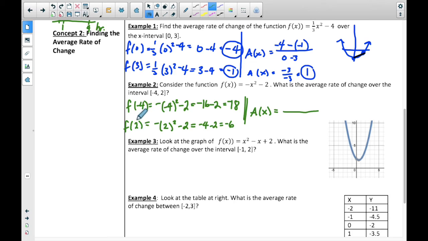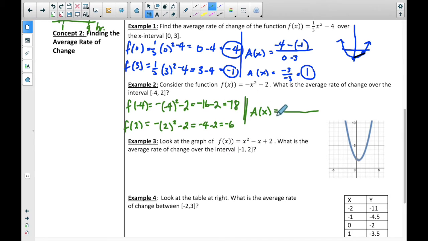Okay, when you plug in a negative 4, you should have gotten negative 18. When you plug in a 2, you should have gotten negative 6. If that wasn't what you got as an answer, you might go back and double check your signs. Because negative 4 squared is a positive 16, but there's another negative in front, so that gives us a negative 16. Same thing here. 2 squared is 4, but there's a negative in front, so that's negative 4. So that's where I'm getting my negatives from.